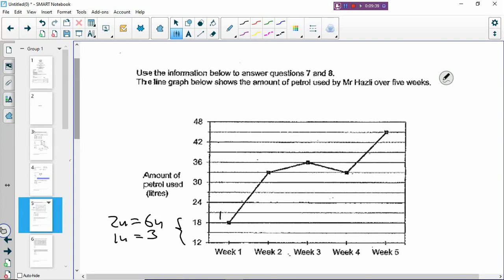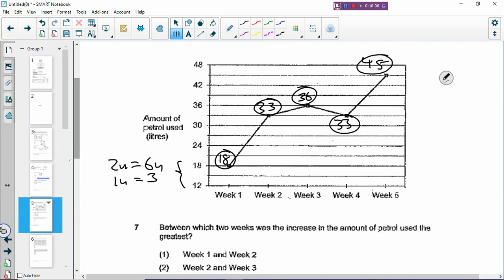So your week 1 is 18, and your week 2 is 33, and your week 3 will be 36, and your week 4 will be 33, and your week 5 will be 45. So you will need to do all this first before you even answer the question. And of course, you need to read the question. The line graph shows the petrol used by Mr. Huxley over 5 weeks. So what is the question telling you? Between which 2 weeks was the increase in the petrol use the greatest?